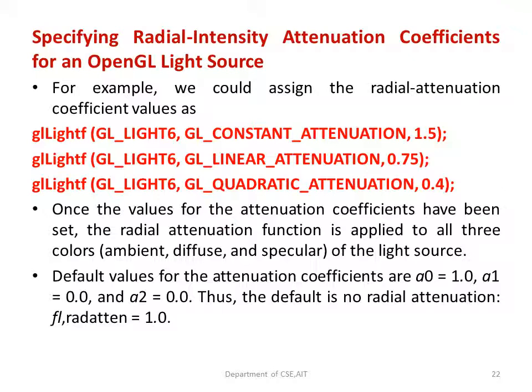So once these assignments have been given, the ambient, diffuse and specular will be acting on your light source. If you don't give any specific values over here, the system will take the default values. That is, in the formula, A0 will be equal to 1, A1 will be equal to 0 and A2 will be equal to 0. If there is no radial attenuation, that means the factor is equal to 1 only. There won't be any change.